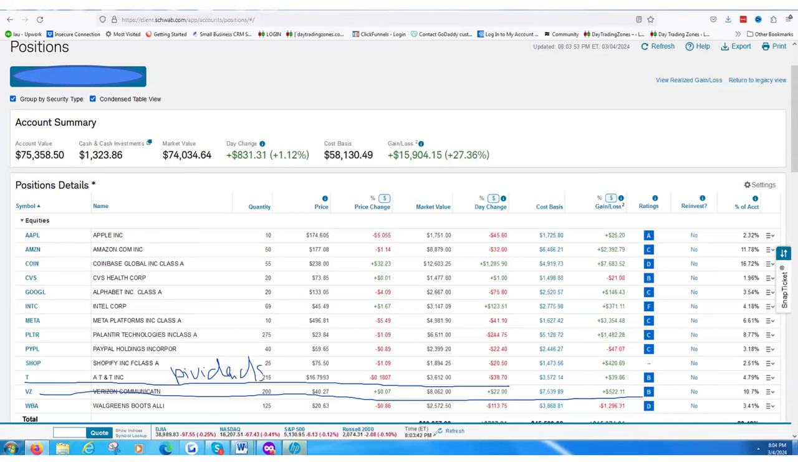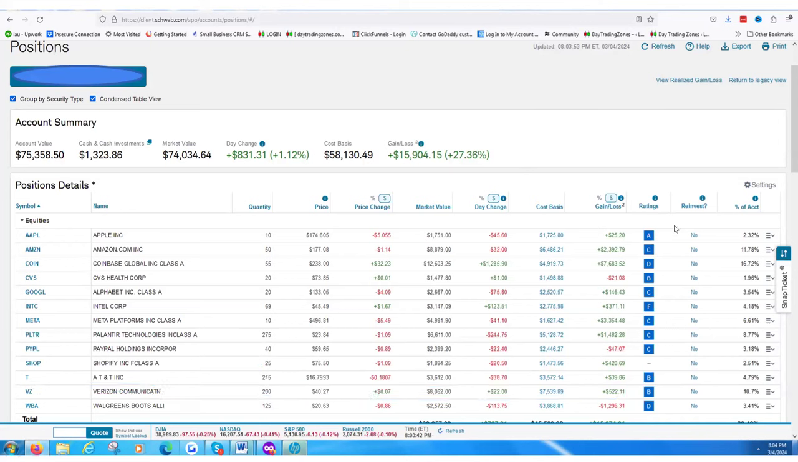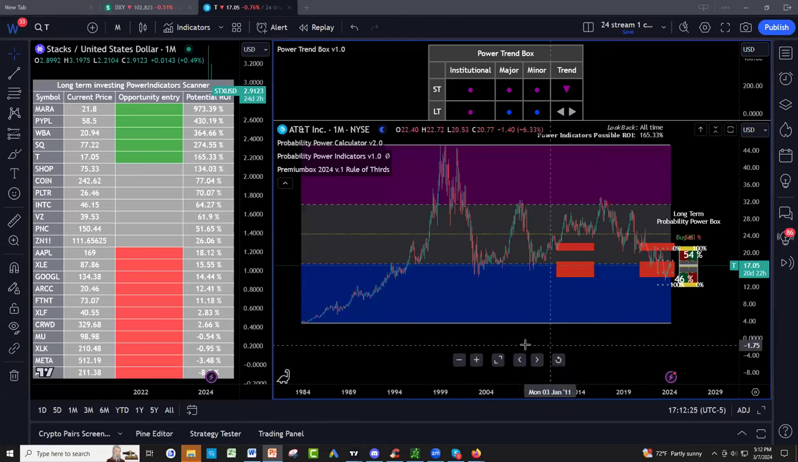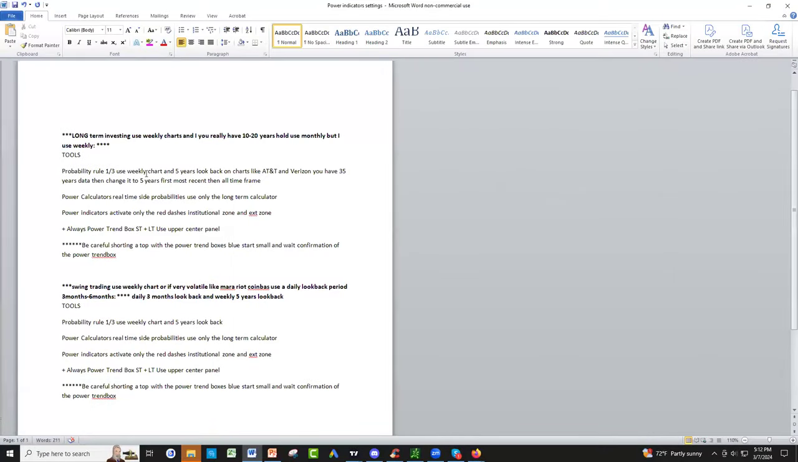Now, let me finish this on the swing. So this would be the monthly period all time. So let me add it to your notes. Use weekly charts with 5 years look back on charts. And on charts like ETF, you have 35 years of data, change it to monthly, all time. Okay, now we have a good structure for the long term.